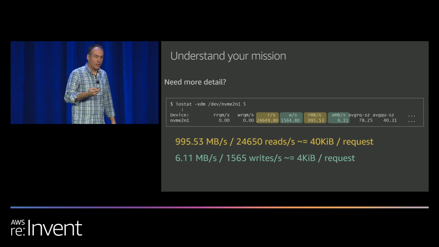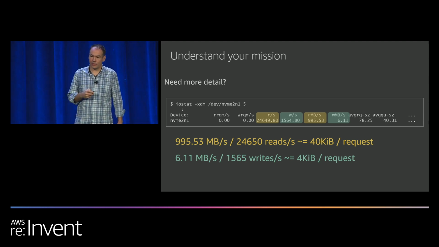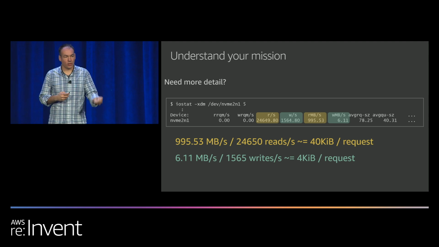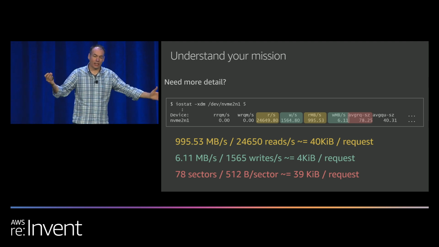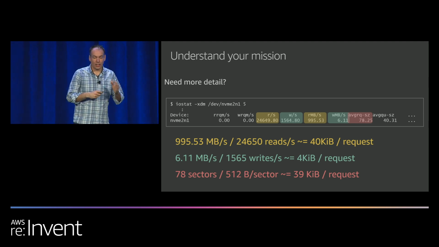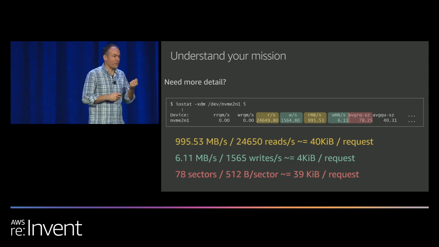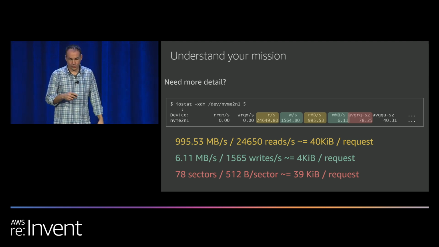On the right side, much smaller I/O size. So I'm only doing 6 megabytes per second, 1,500 writes. And so this may simulate a database workload where you've got a small journal with small writes. On average, across the entire block, I'm getting 39 kilobytes per request, and that's averaging the 40 and the 4. And iostat represents this in sectors, in 512-byte sectors instead of K. So you've got to divide by 2.